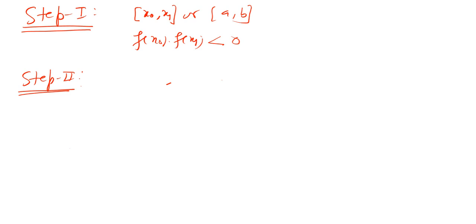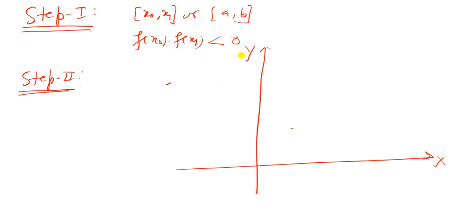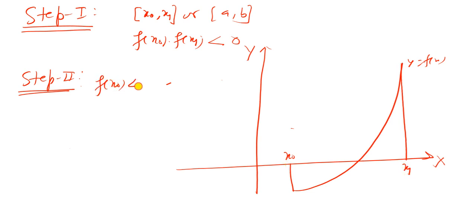So when we explain this procedure with the help of a graphical representation, say this is the y-axis and this is the x-axis. In that case, this is a function y is equal to f of x. Say this value is x0 and say this value is x1. That is, f of x0 is negative and f of x1 is positive. So therefore f of x0 into f of x1 is less than 0.